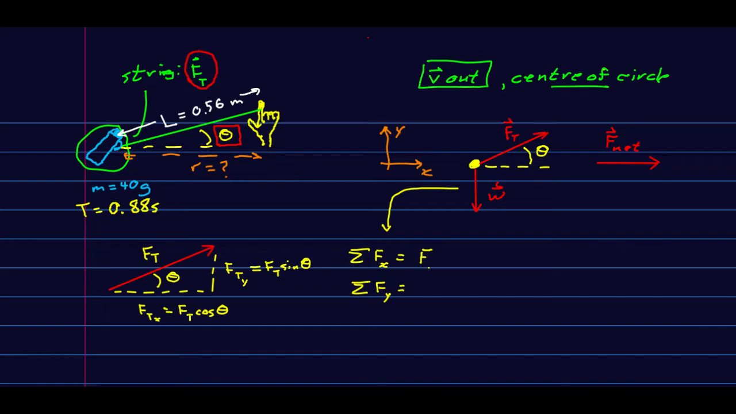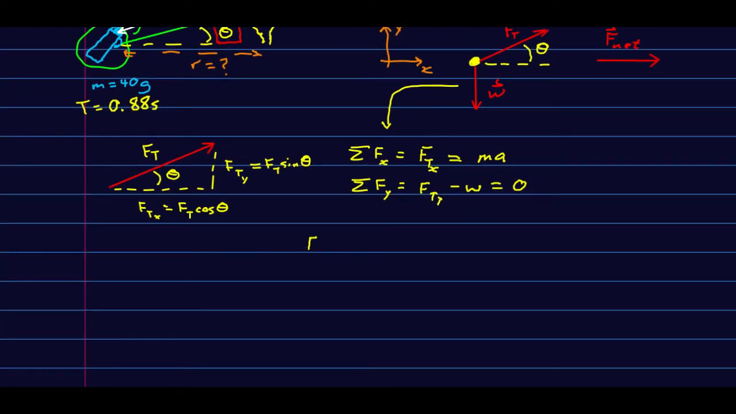I'll have some F_T x, the x component of the tension, and that is the only horizontal force. That equals ma, the whole a, because F net is horizontal, and so the acceleration is horizontal. In the y component, I have the y component of the tension minus the weight equals 0, because there is no y component to F net. I've done the trig over here, so we can rewrite this. F_T cos theta, the x component, equals m, and I'm going to rewrite a as v squared over r, because this is uniform circular motion.